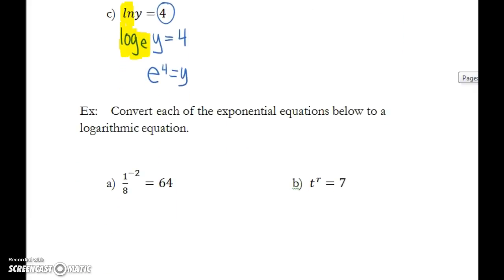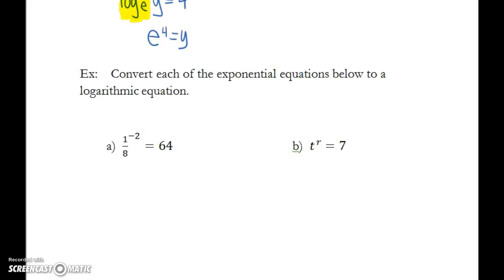All right, our next set of examples says convert the exponential equation to a log equation. So now we're going the other way. Again, we want to look at our exponents. That's what's being isolated. So in our first example, it's going to be equal to -2. That's our exponent. We write log. 1/8 is our base. That is what has the power on it. Log base 1/8 of 64 equals -2.